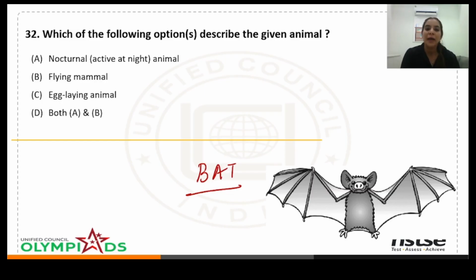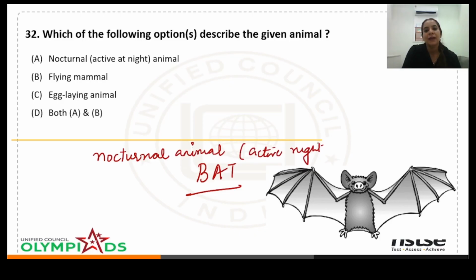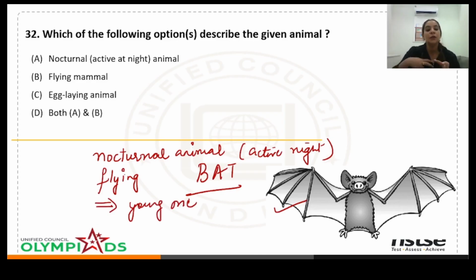Now if I talk about bat, I hope you all know bat is a nocturnal animal. What do we mean by nocturnal animal? Nocturnal animals are those animals which are more active during night time. They are active during night, and in daytime they sleep. It is a flying mammal. Yes, you can see that it has got wings to fly. So yes, it can fly. Egg laying? No, it is not egg laying, because bat directly gives birth to the young one. It doesn't lay eggs. It gives birth to the young one.